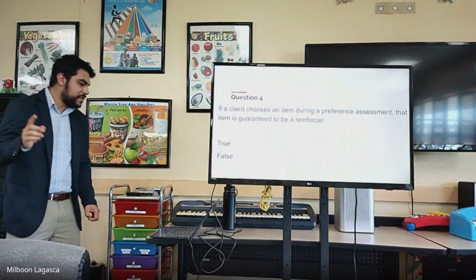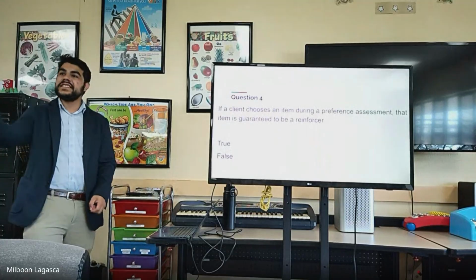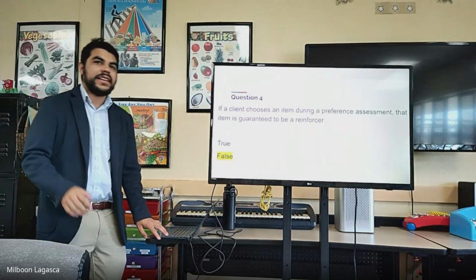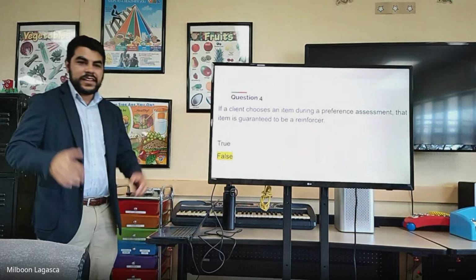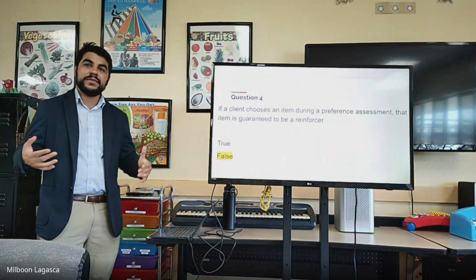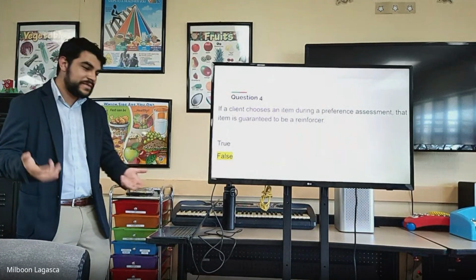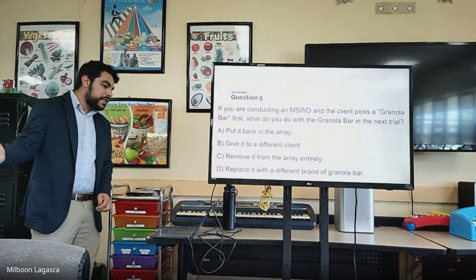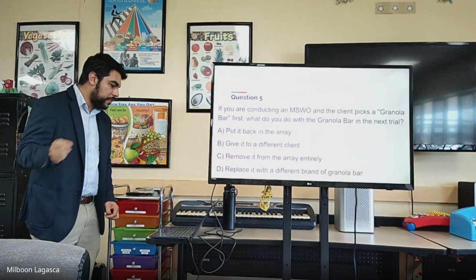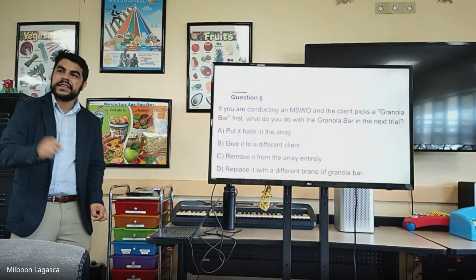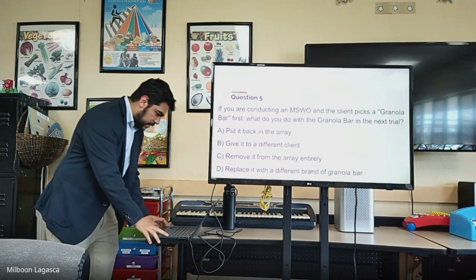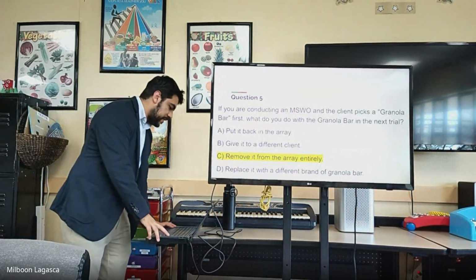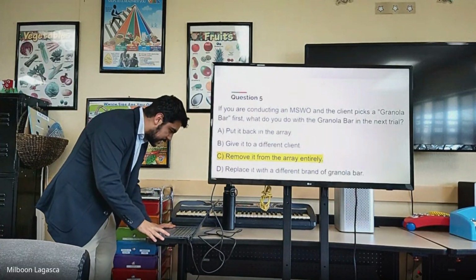True or false? A client chooses an item during a preference assessment. That item is guaranteed to be a reinforcer. False. It is false, yes. Again, they may enjoy it, they might like it, but are they willing to work for it or earn it? If you are conducting a multiple stimulus without replacement and the client picks a granola bar first, what do you do with the granola bar in the next trial? C. Yes, you remove it. Without replacement. So that granola bar is not getting replaced.